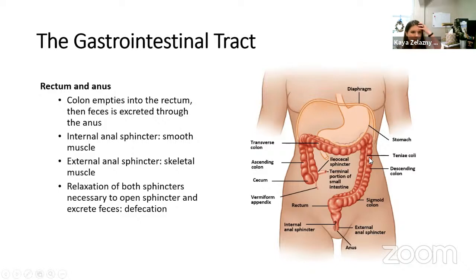The colon empties into the rectum, and then feces gets excreted through the anus. So that's our external sphincter, basically. And the anus is actually made up of 2 sphincters. Just like we saw with the urethra, we had an internal and an external sphincter. Same thing with the anus. We have an internal anal sphincter. It's made of smooth muscle, so it's largely involuntary. We have an external anal sphincter, which allows us to exert more voluntary control over defecation. Both sphincters need to be relaxed in order for defecation to happen. You need to open both of these rings in order for anything to get out.